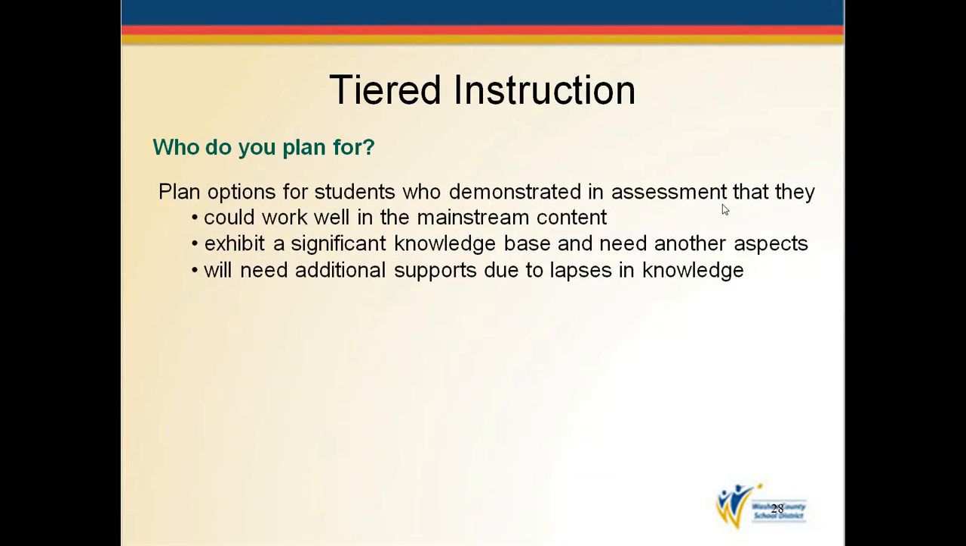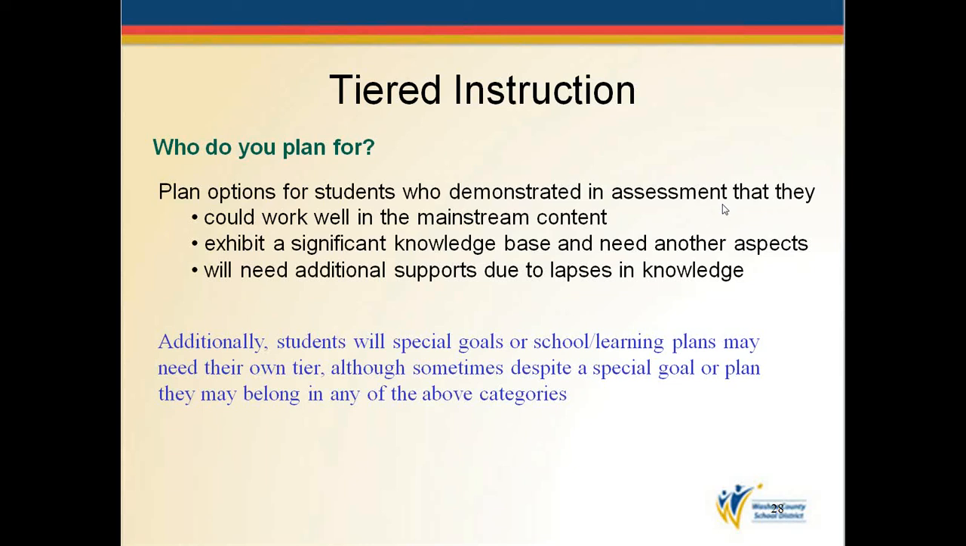So who are you thinking of when you are planning for tiered instruction? You are thinking of those students who are working well already in the mainstream of the content for that unit. Then you're thinking of those students who have exhibited some extra knowledge, some additional aspects of understanding that you might need to address. And then looking for students who have shown through comment or work that they need additional supports because of lapses in knowledge or lack of practice with a skill.